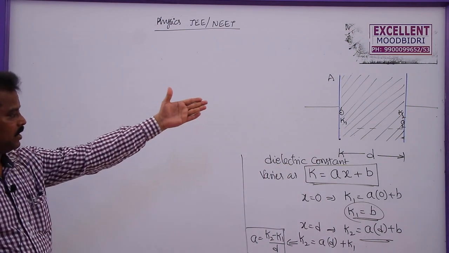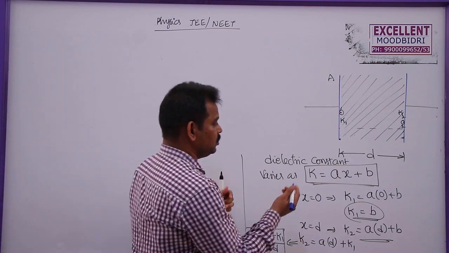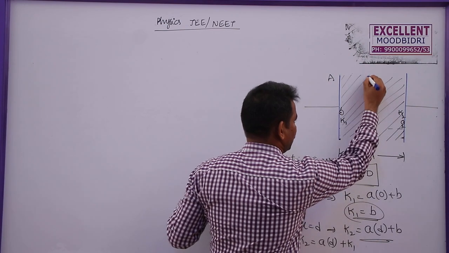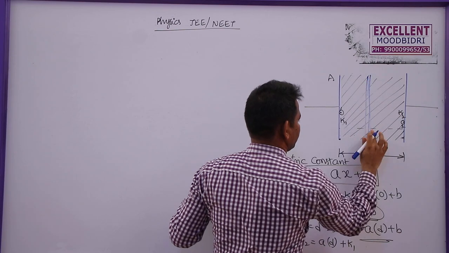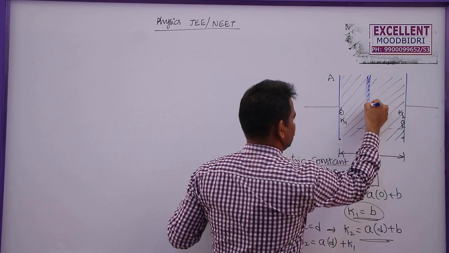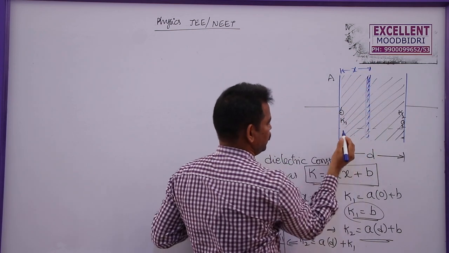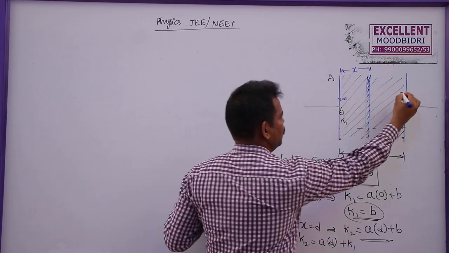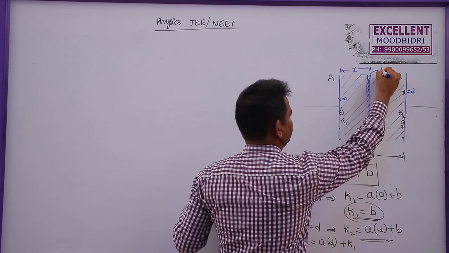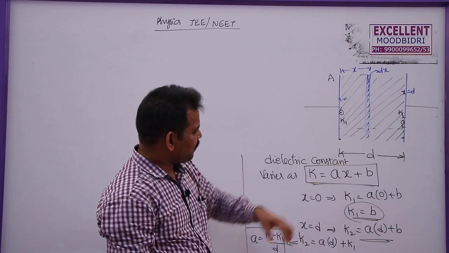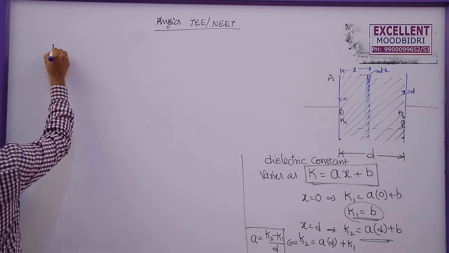Now, how do we find the capacitance of this one? To find the capacitance of this type of capacitor, as K is not constant, let me take a small strip here, at a distance X from the first plate, because here X is equal to 0, here X is equal to D, here this is X, and the thickness of this strip is dx. So what is the capacitance of this small strip?